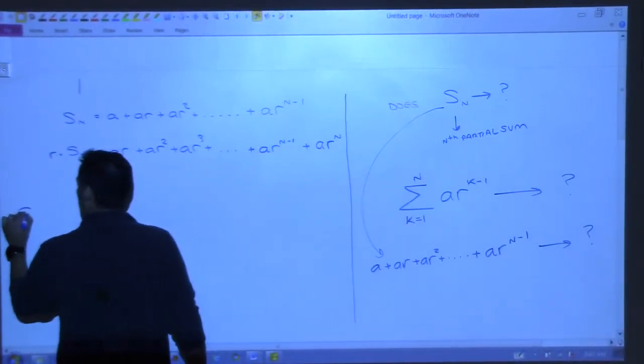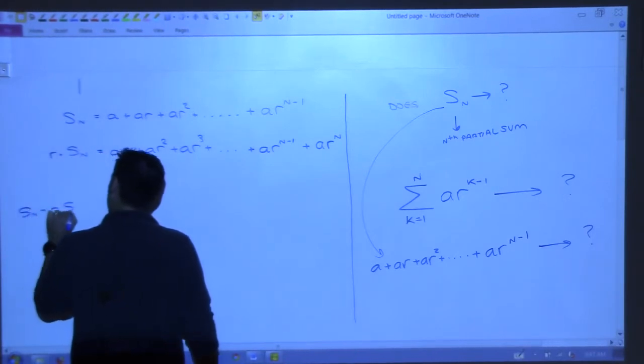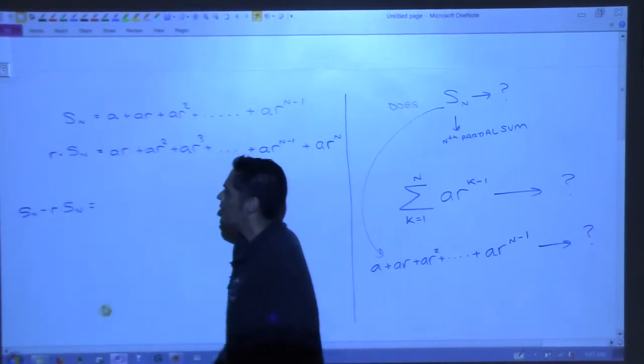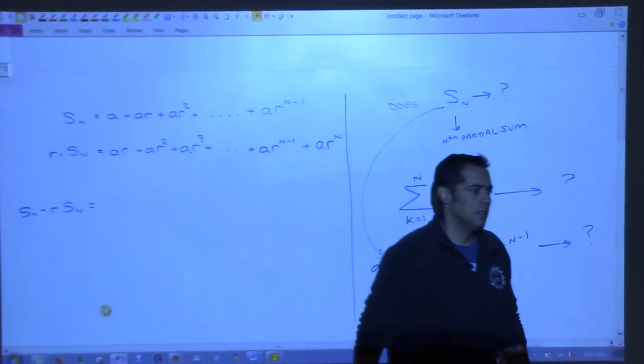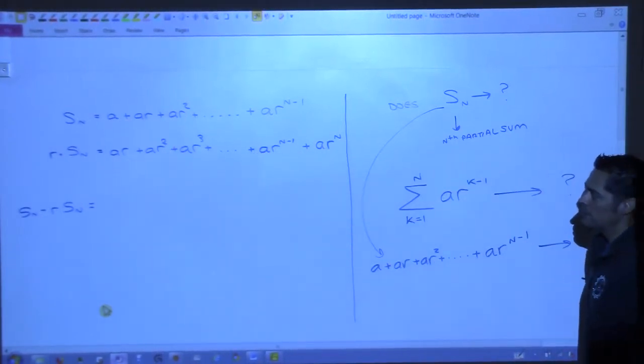I'd like for you to tell me what S sub n minus r times S sub n is. In other words, I'd like for you to take this row and subtract from it this row. Something really cool is about to happen.